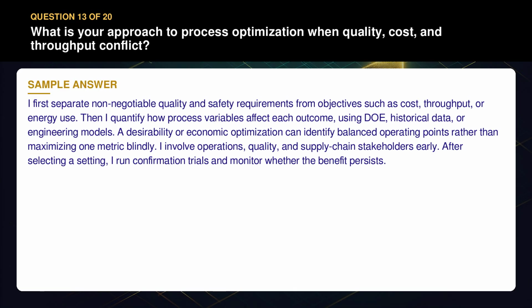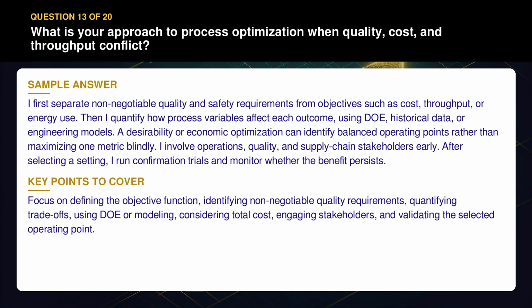I involve operations, quality, and supply chain stakeholders early. After selecting a setting, I run confirmation trials and monitor whether the benefit persists. Focus on defining the objective function, identifying non-negotiable quality requirements, quantifying trade-offs, using DOE or modeling, considering total cost, engaging stakeholders, and validating the selected operating point.